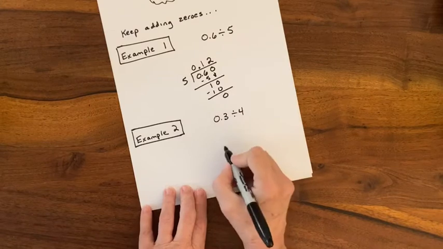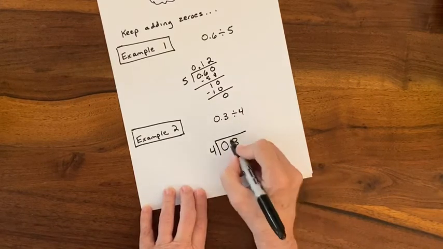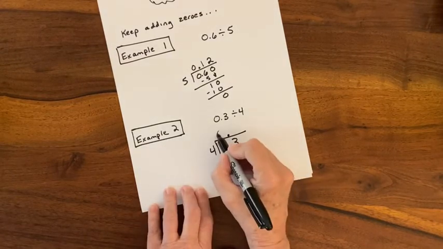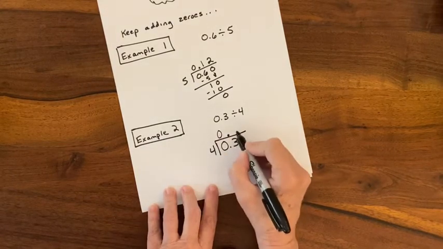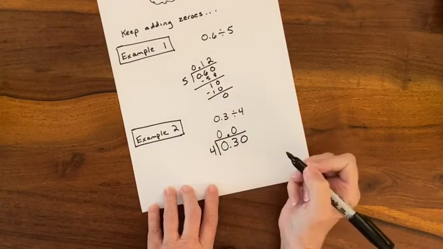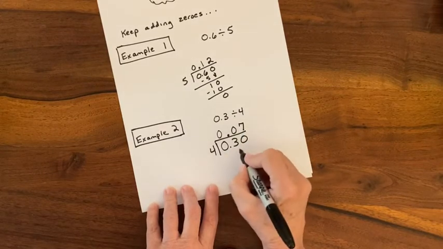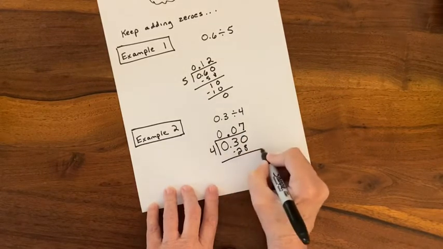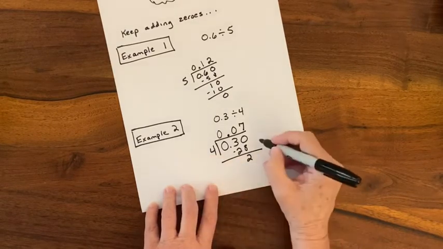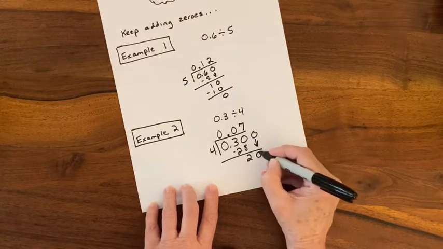Dividend, divisor. First thing you do, bring your decimal up. Will 4 go into 0? No. Will 4 go into 3? No. Let's add a 0. Will 4 go into 30? Yes. So I divided. Now I'm going to multiply. I'm going to subtract. Is 2 less than 4? Yes. So I can bring, yep, now I can bring down.